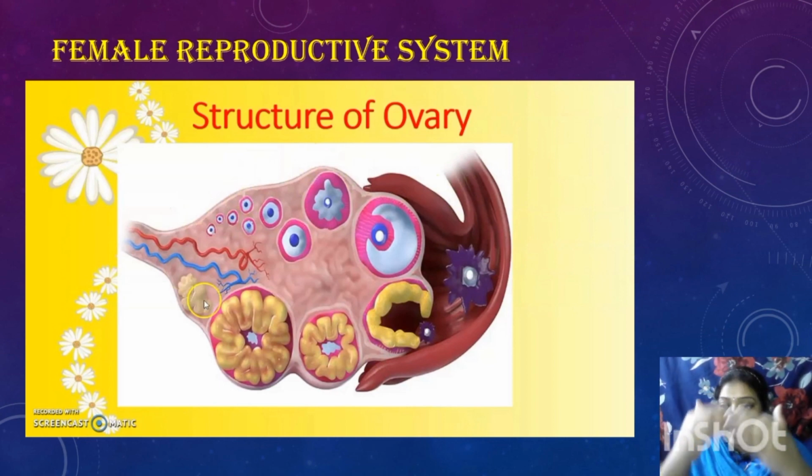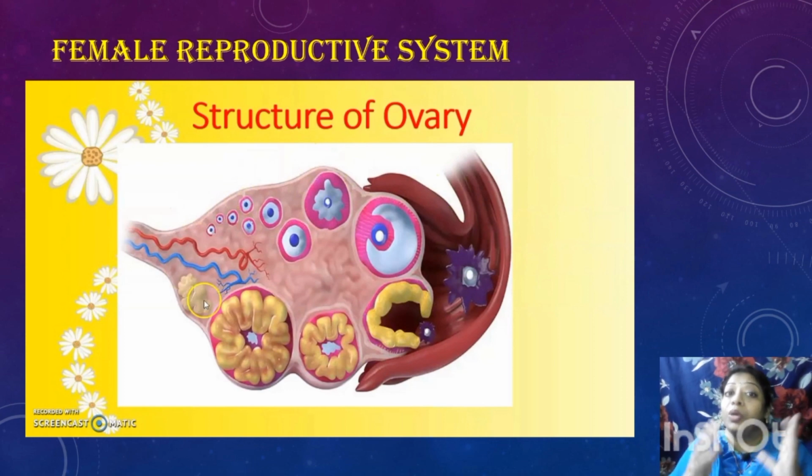And of course, the next associated organ will be the uterus. What is the uterus? The main function of the uterus is that it is the place where the embryo is developed, or the place where the formation of the fetus takes place. So the uterus forms a site for the growth and development of the embryo.